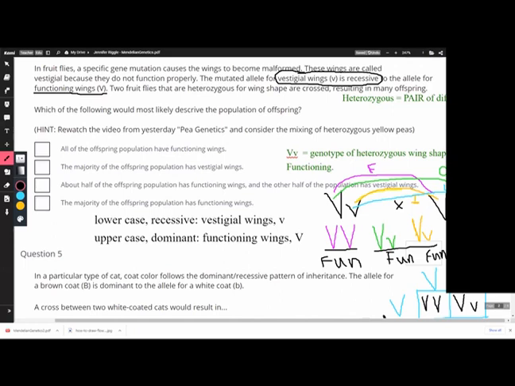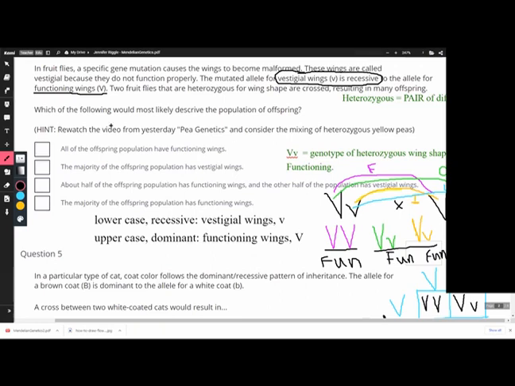This last one right here, lowercase v, what is it going to have? Perfect. Vestigial, so vest. So if they have exactly four baby fruit flies, then three of them will probably be functional and one of them will probably have vestigial wings. If they have 400 fruit flies, there's a good chance that about 300 of them are going to have functional wings, and about 100 of them will have vestigial wings.